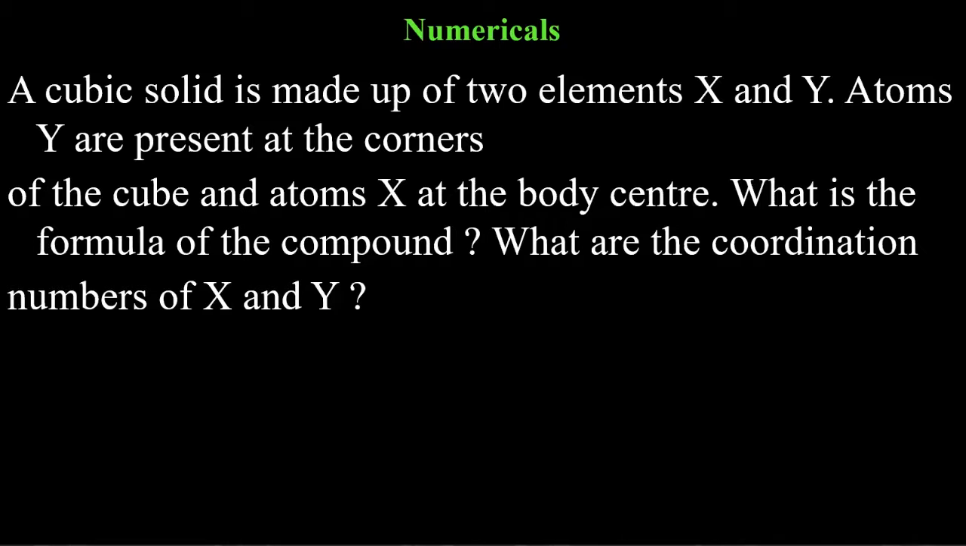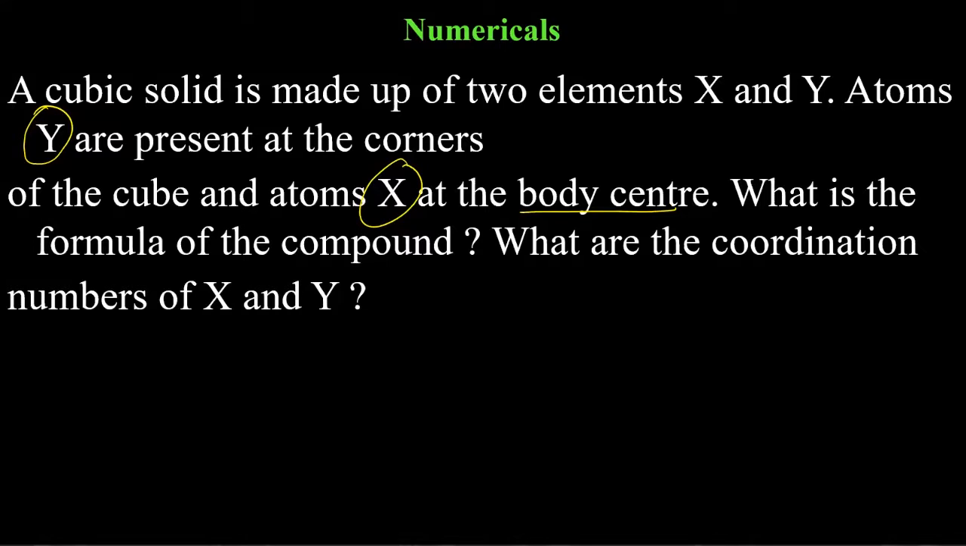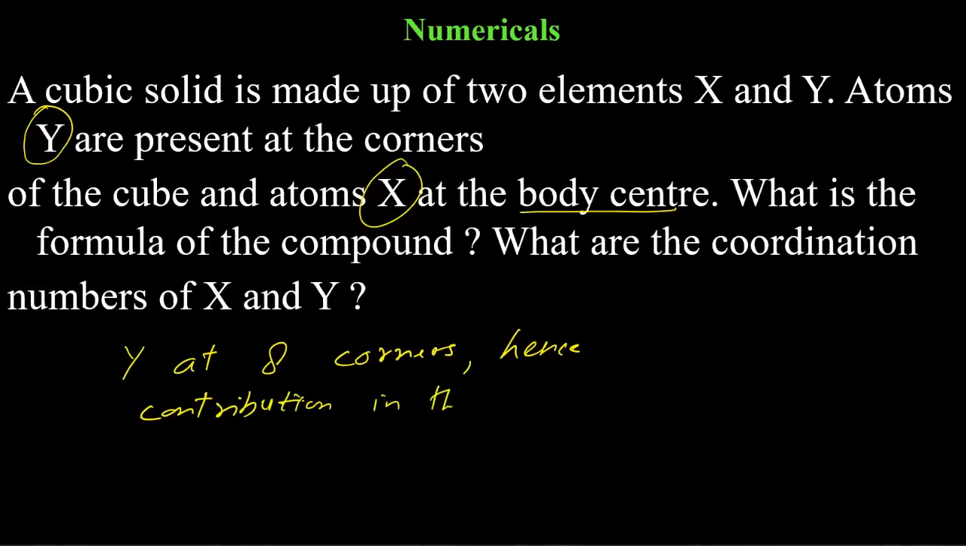Now the question is, a cubic solid is made up of two elements X and Y. Atoms Y are present at the corners of the cube, and atom X at the body center. What is the formula of the compound? What are the coordination numbers of X and Y? So Y at the 8 corners, hence the contribution in the unit cell will be 8 into 1 by 8, that is 1.